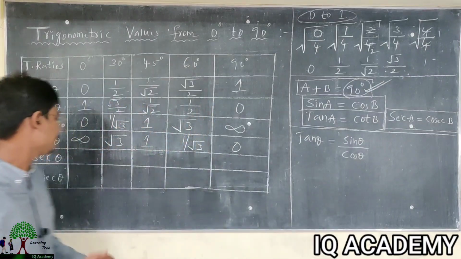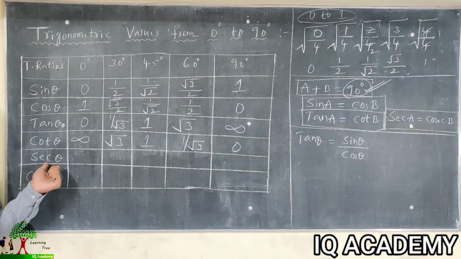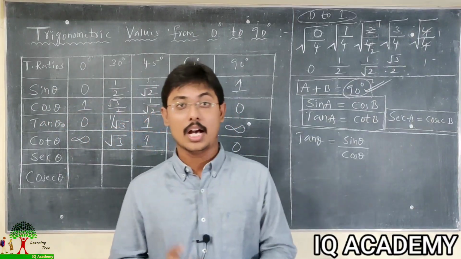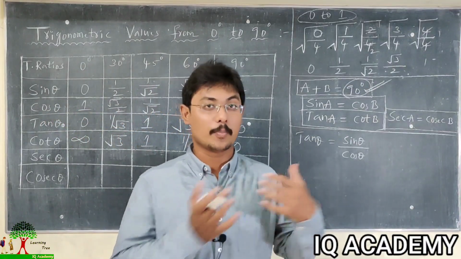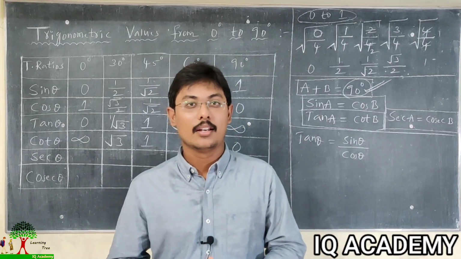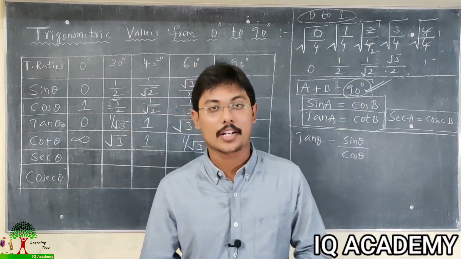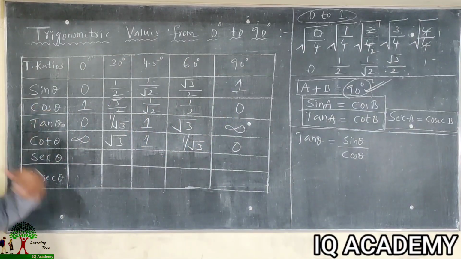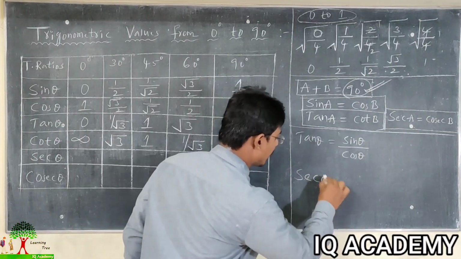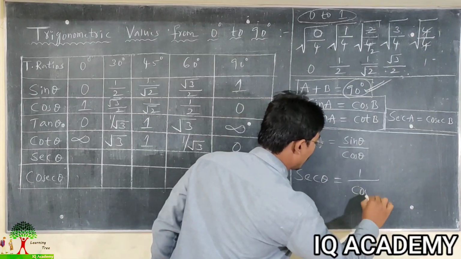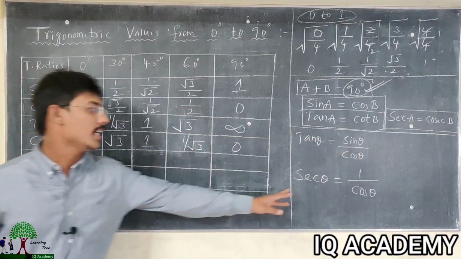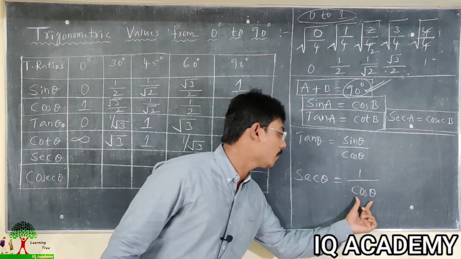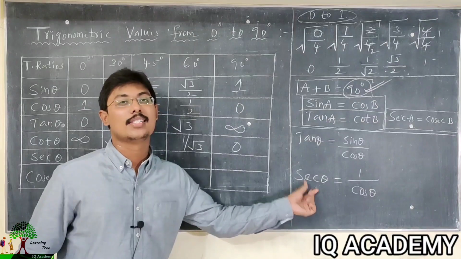Understood? See, next one is secant theta. So we know the reciprocals of trigonometric ratios. You can watch our previous video, trigonometry part 1, where the reciprocals of trigonometric ratios are given. Observe: secant theta can be written as 1 divided by cos theta. The reciprocal of cos theta is equal to secant theta.